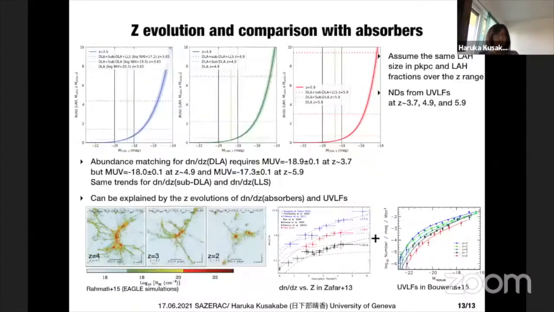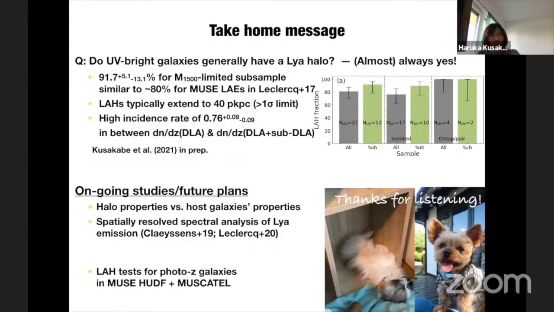We extended this exercise to higher redshift and fainter magnitude with the assumption of halo size and number density from luminosity functions. The abundance matching for the DLA incidence rate requires fainter UV magnitude at higher redshift, and the same trends are found for sub-DLAs and LLS. This trend can be explained by the redshift evolution of the absorber's incidence rate and the UV luminosity functions. And here is my summary slide. Thanks for listening.